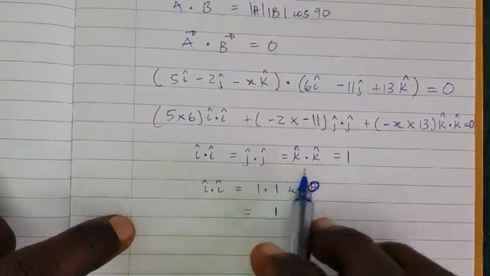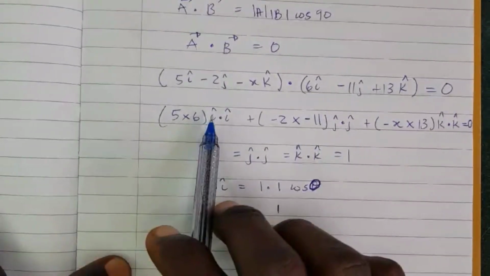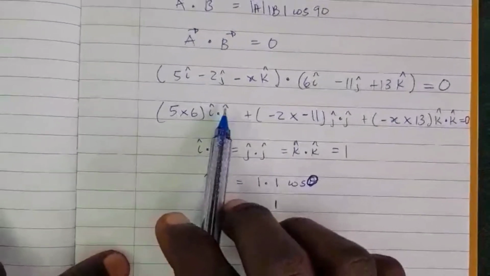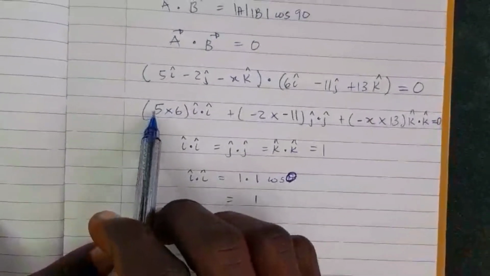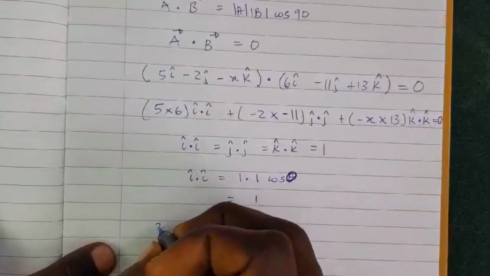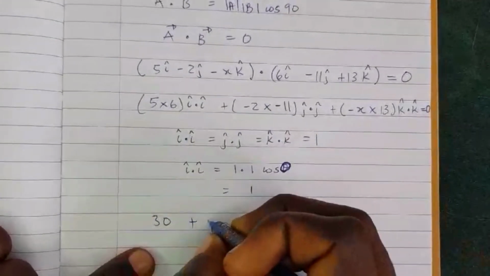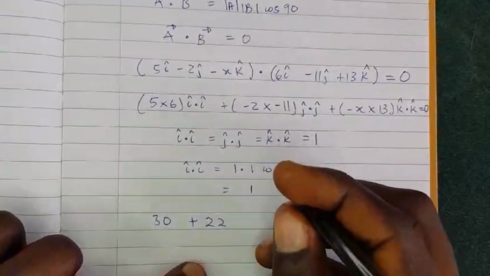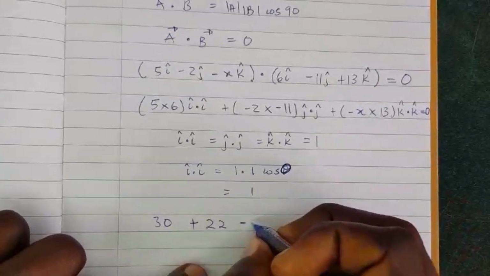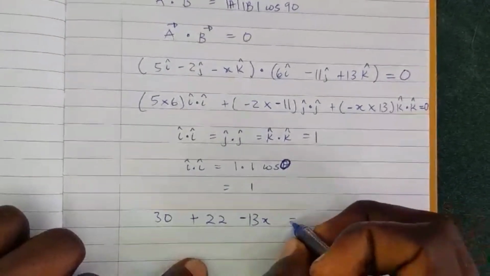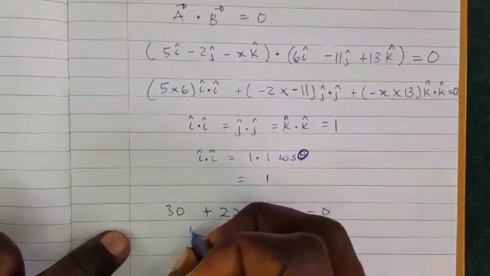So these terms over here are going to vanish. i hat dot i hat is 1, so it will vanish. This will also vanish, and the k will also vanish. So you are left with 5 multiplying 6, that will be 30. So 30 plus negative 2 times negative 11, that will be 22. Then you have minus x multiplying 13, that will be minus 13x, and this should be equal to 0. Now we have 30 plus 22, which is 52, minus 13x equals 0.